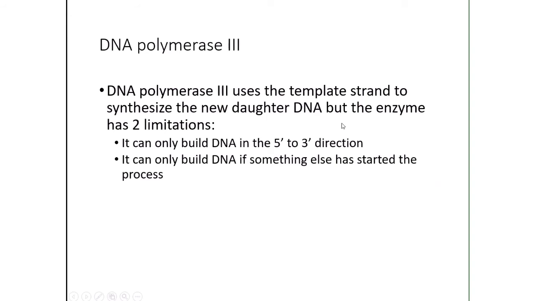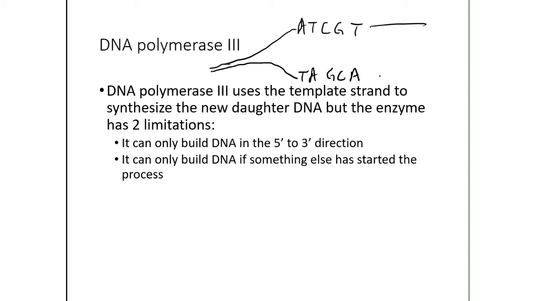The actual enzyme that's responsible for finding the right nucleotide to put on the DNA strand is called DNA polymerase 3. Okay, so if I have A, T, C, G, T here, the other strand would be T, A, G, C, A. So now this is going to be the replication fork, and this is the bubble. We need an enzyme to find the complementary base pair, right?